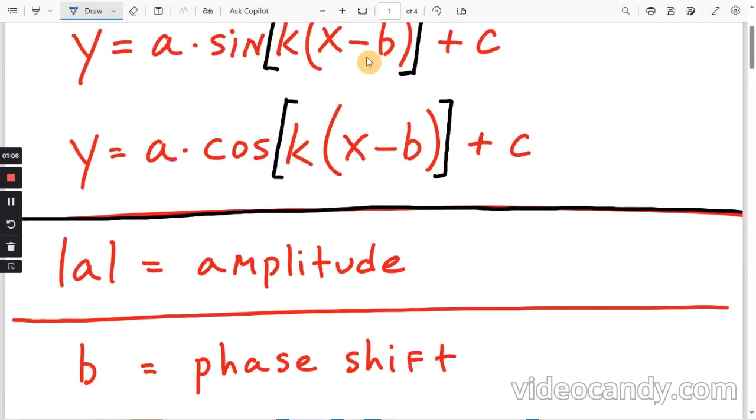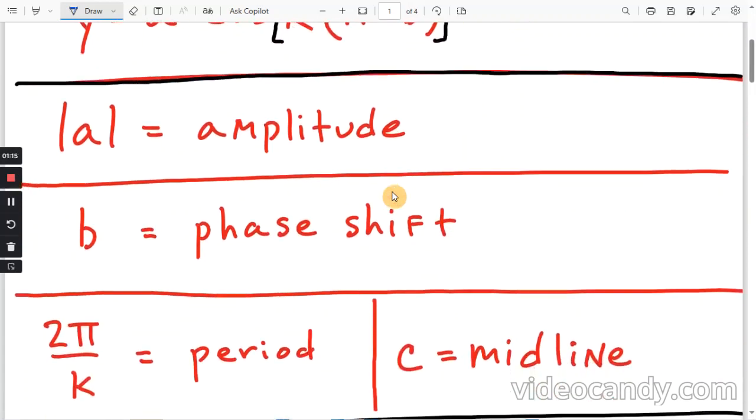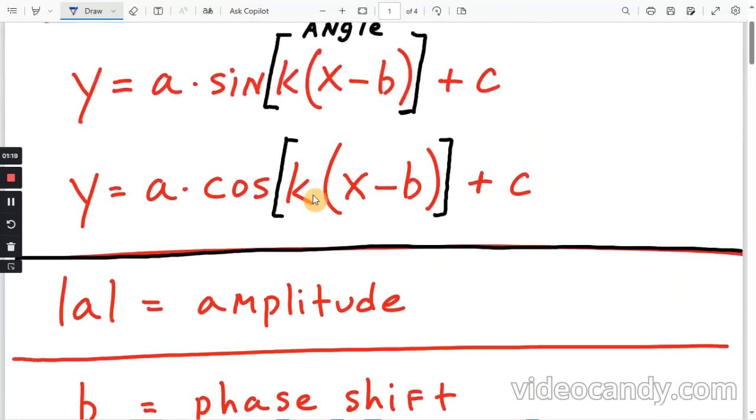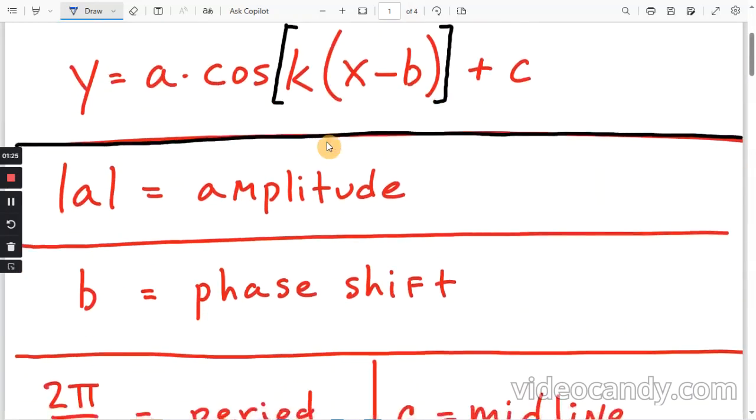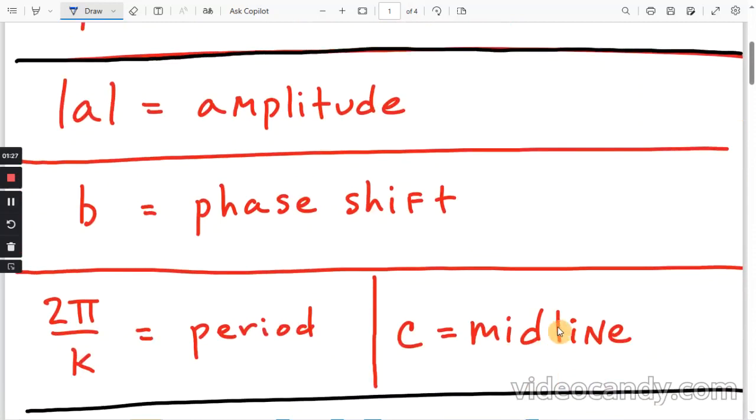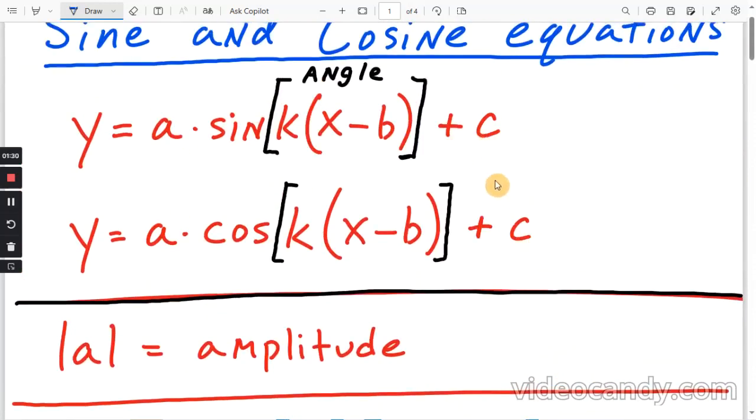Remember, when it's minus b, it shifts right. So minus b will shift it right, positive b will shift it left. 2 pi divided by k is the formula for the period. K is the number that's going to be factored out in order to have no coefficient in front of the x. And finally, c is the midline. Remember, plus c determines how far up or down the function shifts.